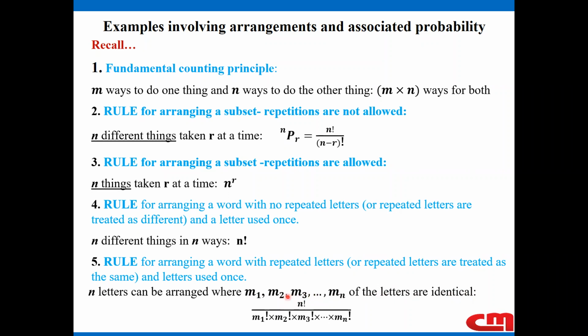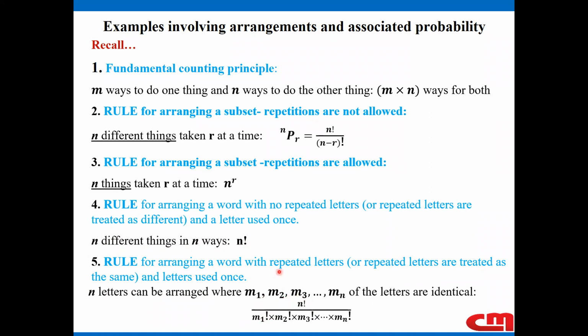But then when you come to the rule, it simply says n factorial over m1 factorial times m2 factorial to mn factorial. And the meaning is, the numerator is: we are saying the n letters that we have, right? We are going to consider that there are no repeating letters, so that we apply this rule, which is n factorial. So that is what we have at the top.